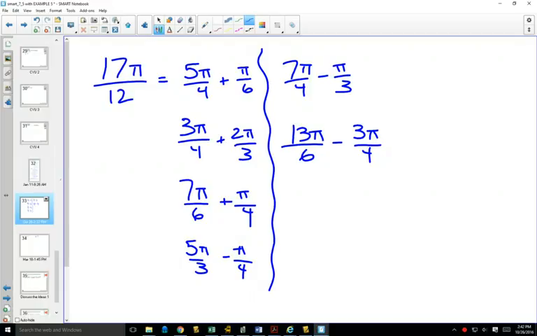What has to happen in each one of them? What is always there? Well, yeah, they all equal 17 pi over 12, yes. There's always a pi over 4. Is there always a pi over 3? No, we have some with pi over 6s. But do you see that each one of them has a pi over 4 somewhere?